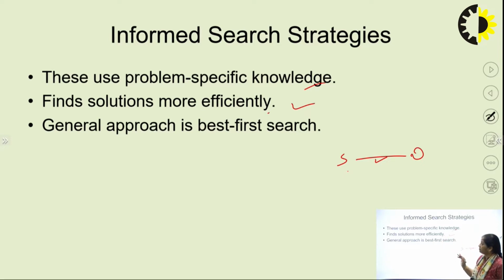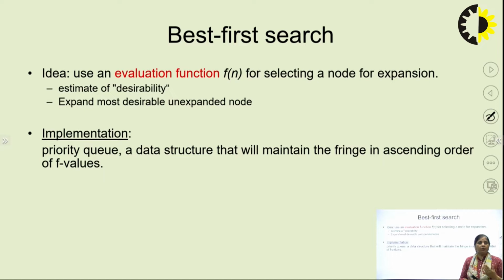Now the main thing is, what is the approach to use the informed search techniques? What is the approach to use this problem specific knowledge? So the general approach is best first search. So in this particular lecture, we'll talk about our best first search techniques. The idea is we will use an evaluation function f(n). The evaluation function will tell us which is a better node for expansion, so it is used for selecting a node for expansion.